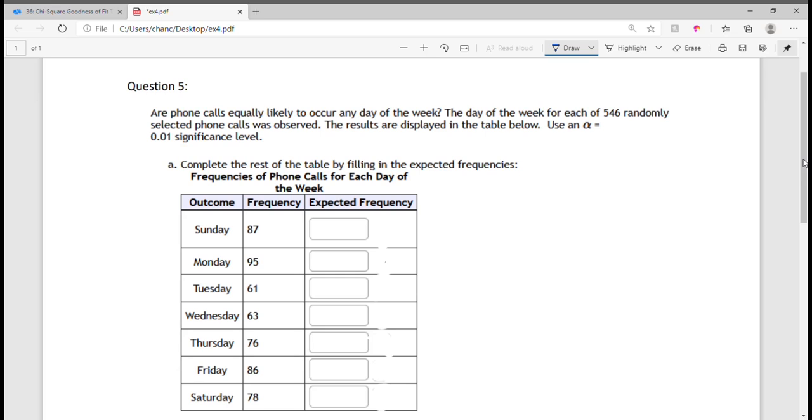Question 5. Are phone calls equally likely to occur any day of the week? The day of the week for each of the 546 randomly selected phone calls was observed. The results are displayed in the table below. Use alpha equals 0.01 level of significance.